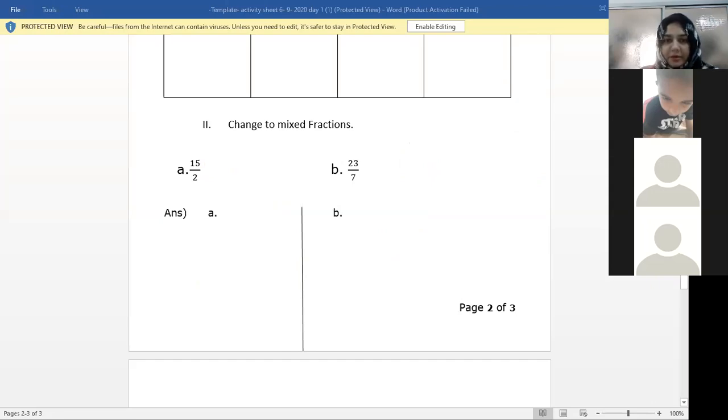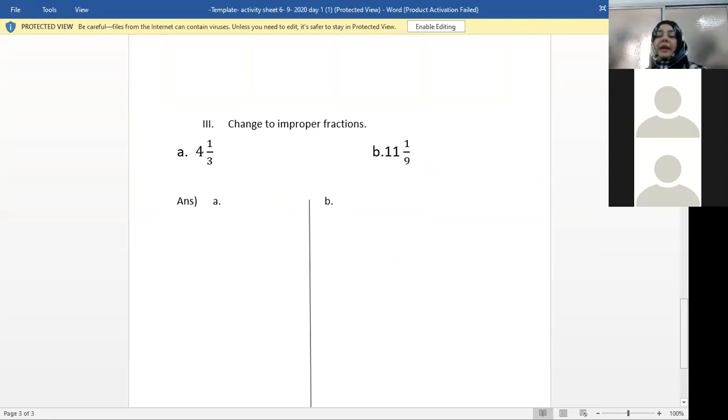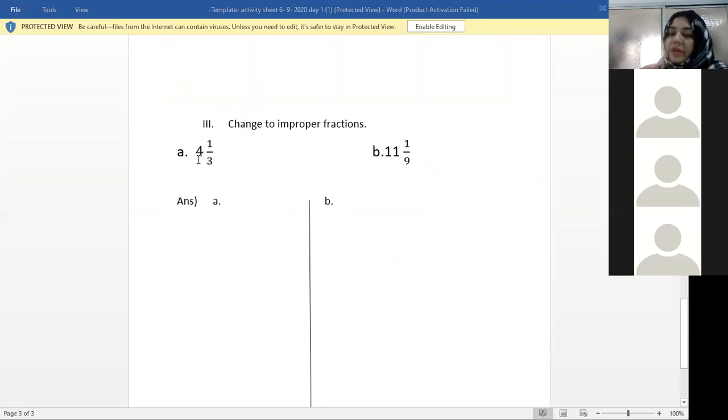Okay, change to improper fraction. Now, in the first question, second part, we changed from normal fraction to mixed, and now from mixed we have to go to the normal fraction. This is also very easy. Here, obviously, you should know the tables.